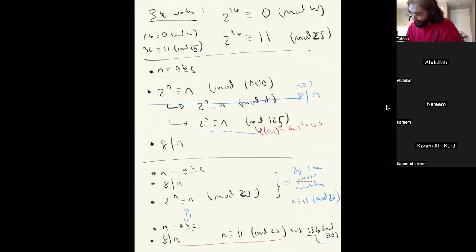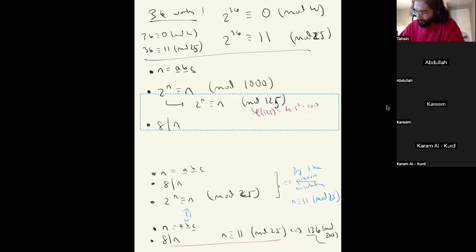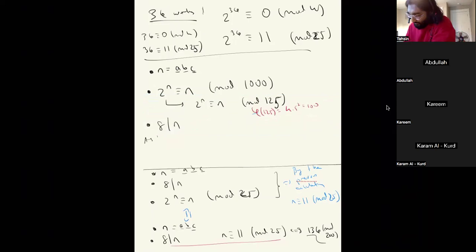maybe I need some more space. As before, we'll have now n should be congruent to 2 to the 136 mod 125. That should be what we get, right?